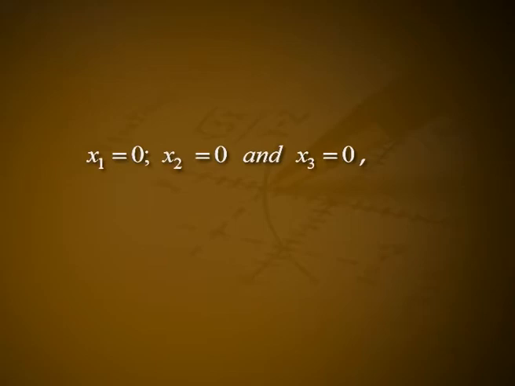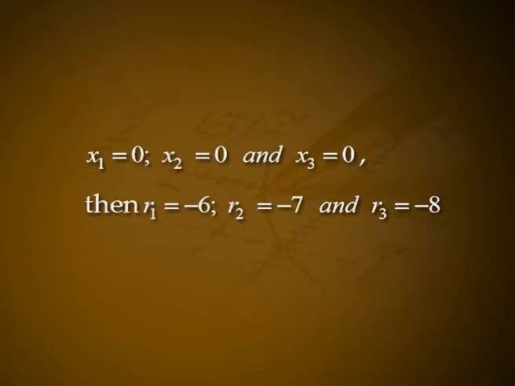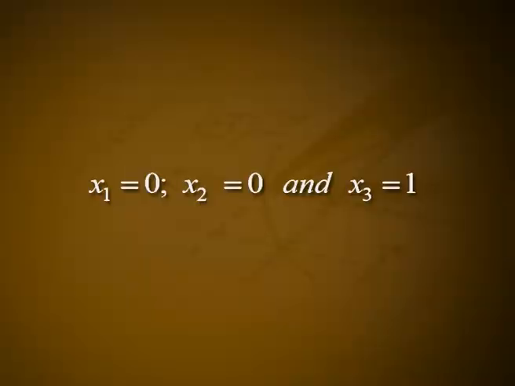Let us start with the initial values x1 equal to 0, x2 equal to 0 and x3 equal to 0. Then R1 equal to minus 6, R2 equal to minus 7 and R3 equal to minus 8. Among the residuals, R3 equal to minus 8 is the highest in magnitude, so make the operation capital R3 on the variable values. Now the variable values are x1 equal to 0, x2 equal to 0 and x3 equal to 1.